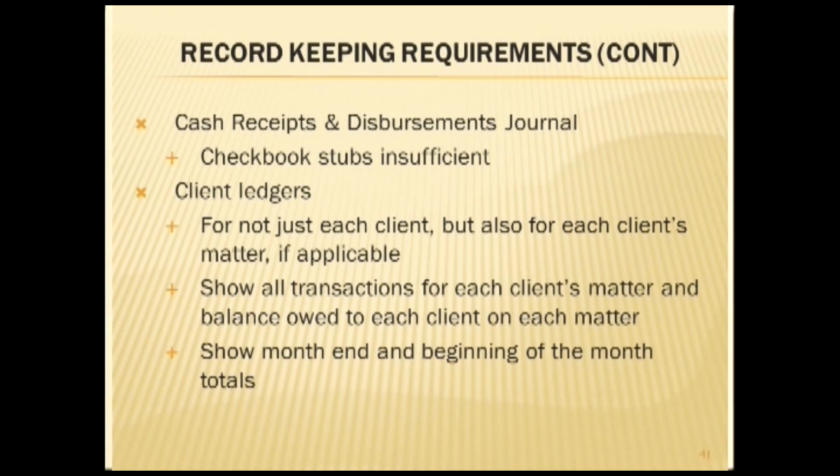To continue with record-keeping requirements, the Cash Receipts and Disbursements Journal is a chronological record of the transactions within the trust account. So it would include the date, the payee, the reason, the amount, which ledger it belongs to, the client matter, and then the new balance. Usually a Cash Receipts and Disbursements Journal also has another area for notes involving the transaction. Checkbook stubs, the stubs in a checkbook, or a simple checkbook register are not sufficient.